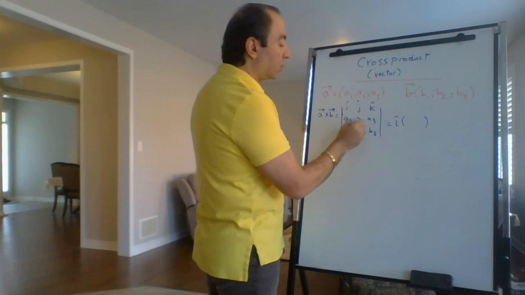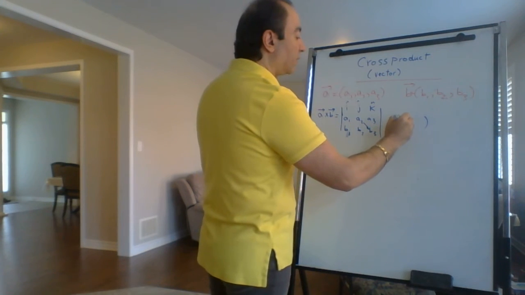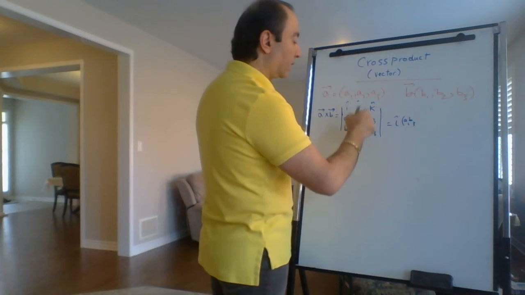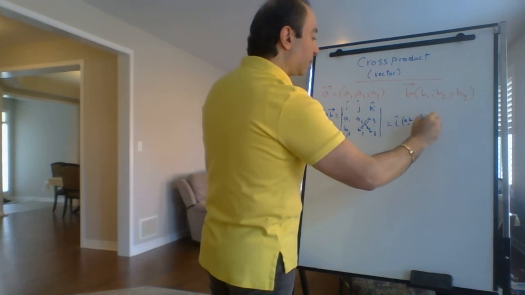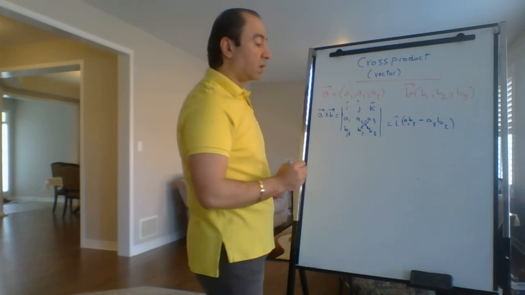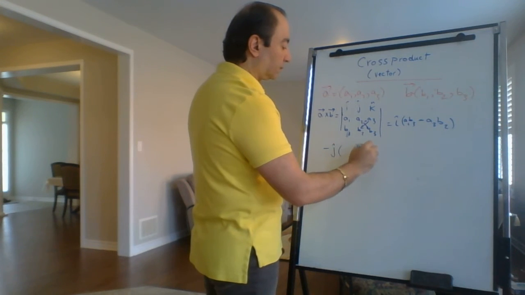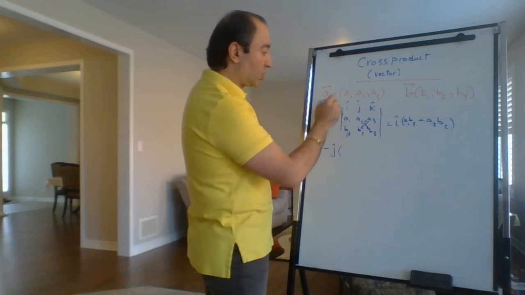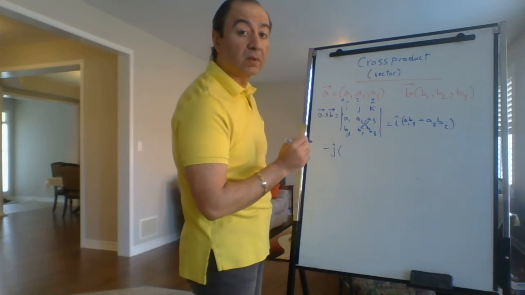So this and this are not there. Then I will do A2 times B3, then minus A3 B2. Okay? Then minus J. It has to be minus the J. So plus, minus, plus. This is the way we do it.